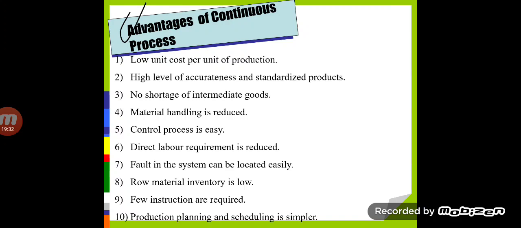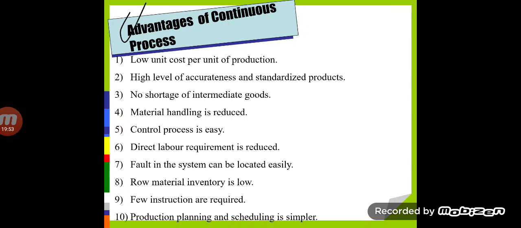Few instructions are required. Very few instructions are required because we are producing the same repetitive product in bulk. So there is no need to give too many instructions to the employees. We can say that few instructions are required in the production system.